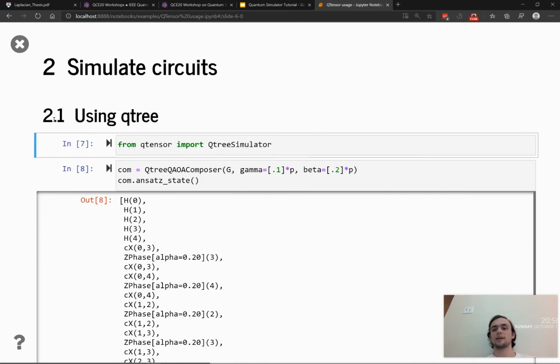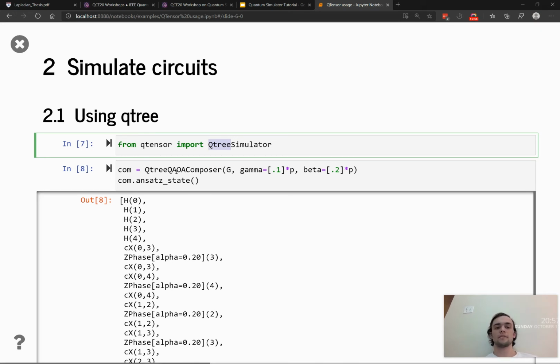And let's simulate circuits. Here, Q3 is basically a backend for tensor networks that QTensor uses, and we will be using the Q3 simulator. In fact, there is a Cirq simulator, and I think there is a Qiskit simulator, which all have the same interface to simulate the circuits. And this is very useful, for example, for comparing benchmarks.